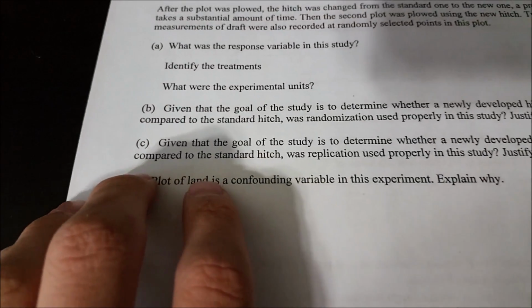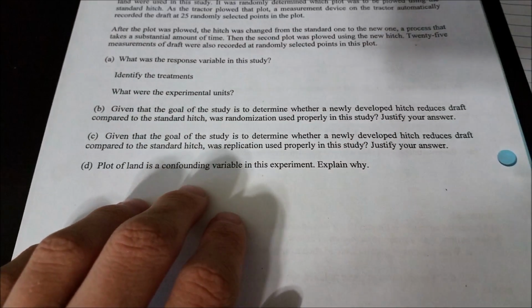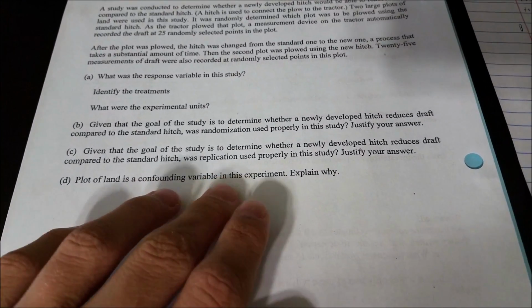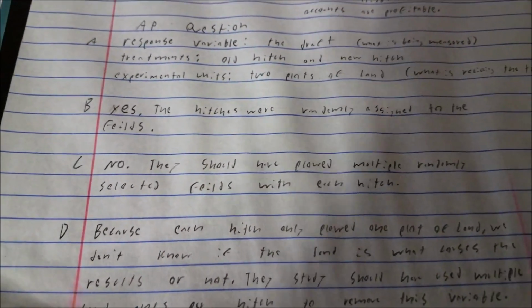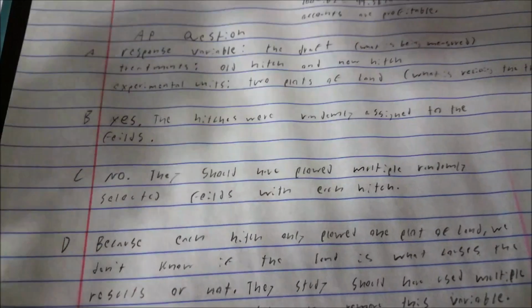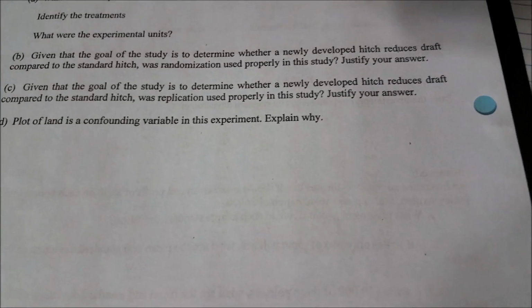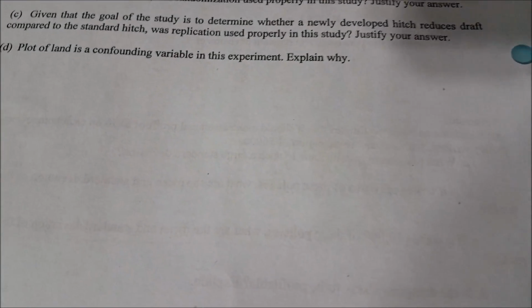And for C, given that the goal of this study was to determine whether a newly developed hitch reduces draft compared to a standard hitch, was replication used properly in the study? And for that, that is no, because they only plowed 1 field with each type of hitch. So there's a good chance that the differences in the actual fields is going to cause the measurements and not the actual hitch change. So they should have done it with more fields.